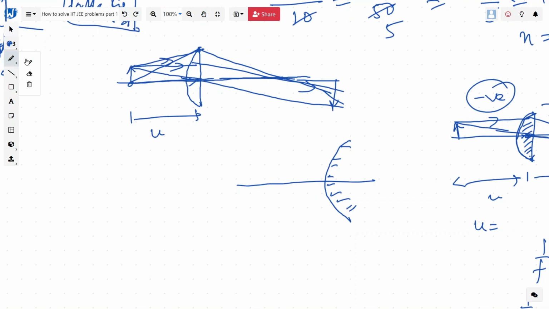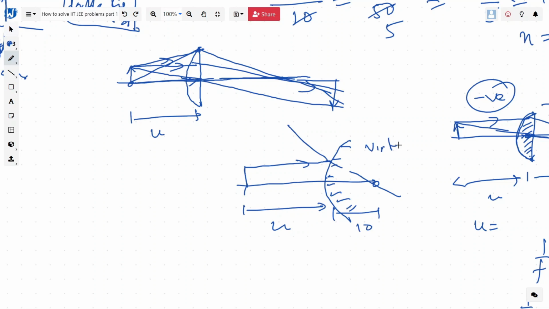Now the question is on which side? Is it going to be on this side or this side? So you have this object U. We know it is a convex mirror, so for the convex mirror the image is always going to be on this side. It's always virtual. This is our 10, and so the ray of light is coming like this. This side is positive, this side is negative.